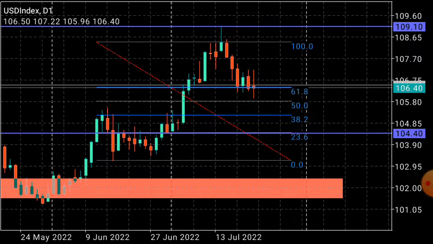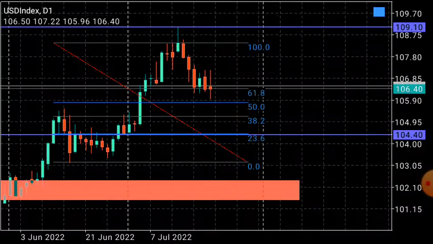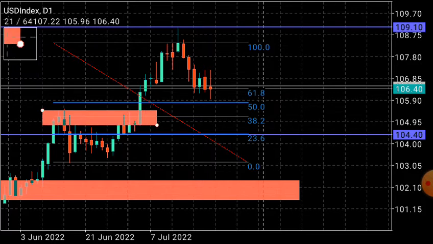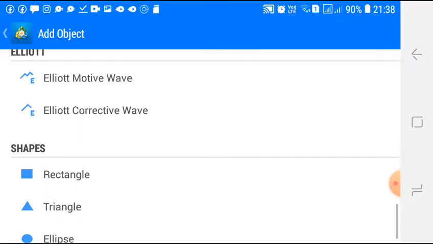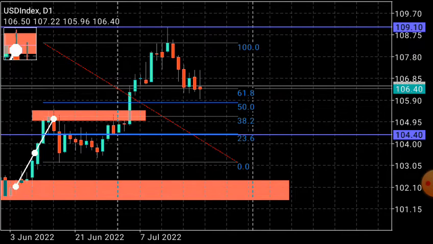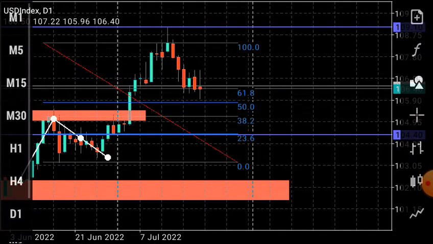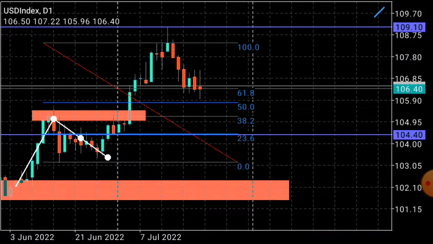So without any further ado, looking at the dollar index on the daily time frame, I have this high here, which was a potential resistance or supply that was broken out of by the market. Then we had an impulse from this zone, and then a pullback or correction, and then a continuation with a breakout continuation. So this is what we had.